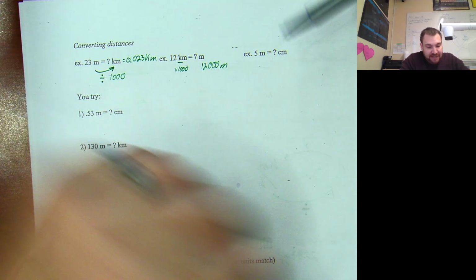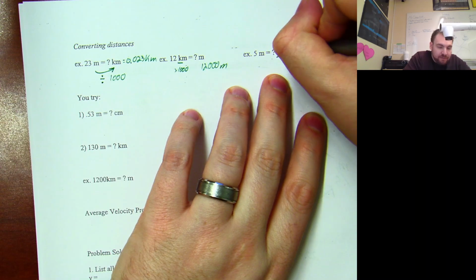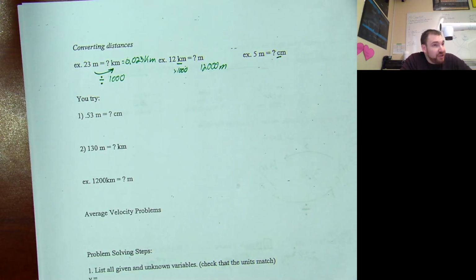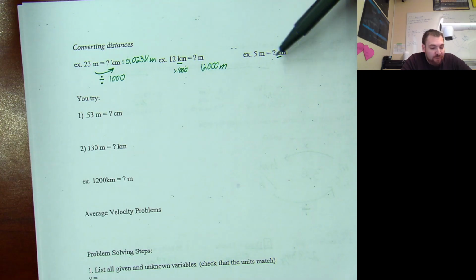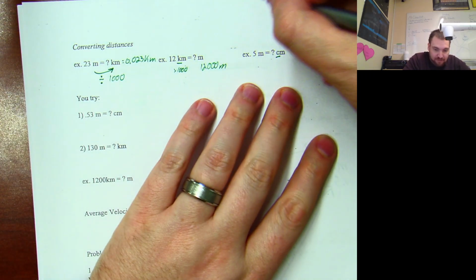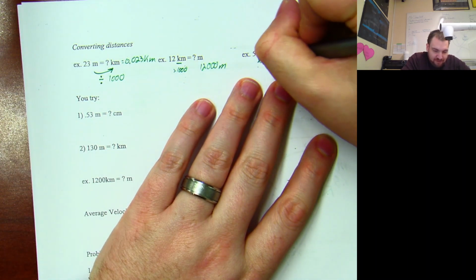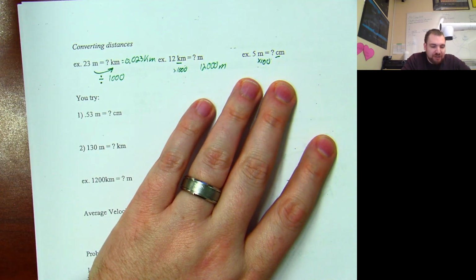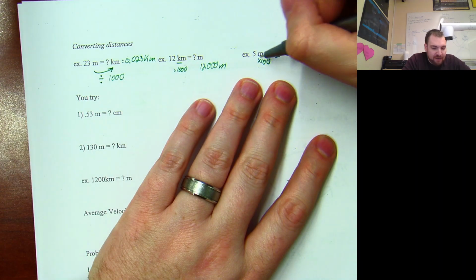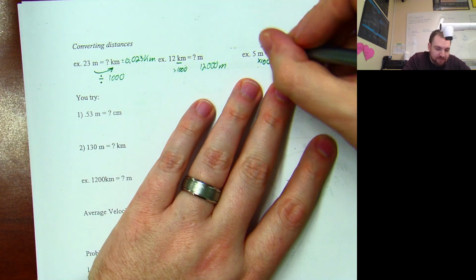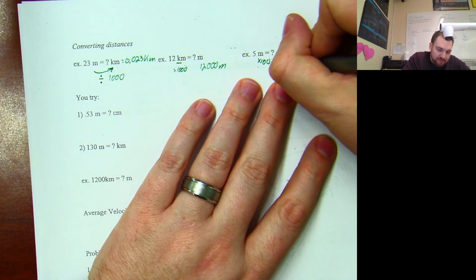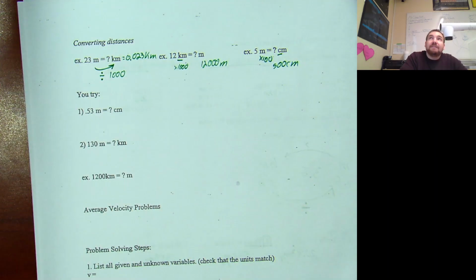And then meters to centimeters. Centi means 1/100th. So if we're adding centi, we need to divide by 100, or multiply by 100. There's a whole bunch of ways you can think about this. There's 100 centimeters in a meter, so we're multiplying by 100 to give us that 500 centimeters.